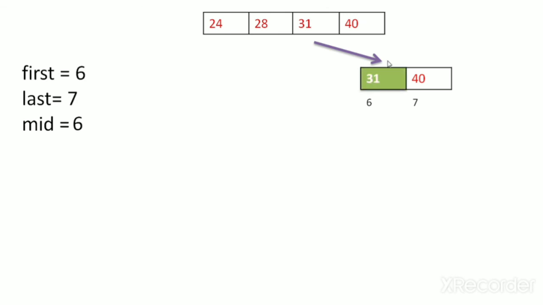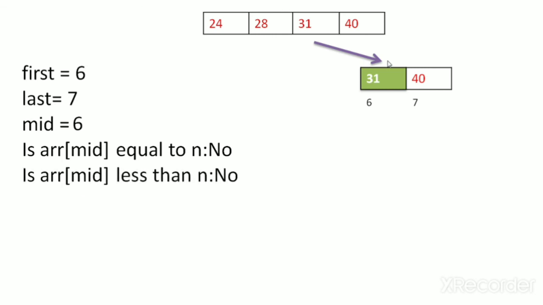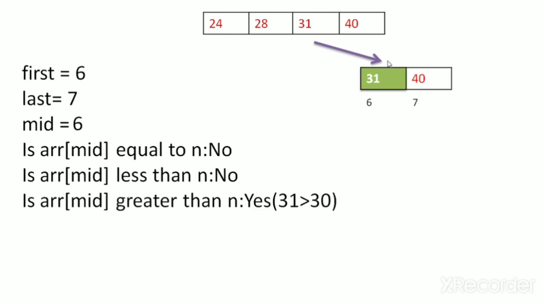The element is 31. But is ARR mid equal to n? No, that's not true. 30 is not equal to 31. Is ARR mid less than n? No, 31 is greater than 30, right? That means the middle element is greater than n. Yes, 31 is greater than 30. So yeah, we got this condition true.